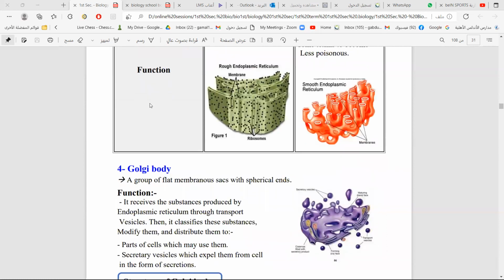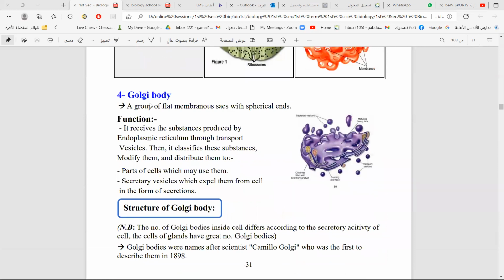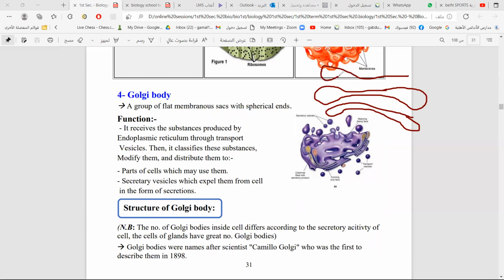Next, the Golgi body, also a membranous organelle, a group of flat membranous sacs with a spherical end. The meaning of spherical end is that it is a sac like this, flat like this, and the end is like this, a big end. This is the shape of the Golgi body with a spherical end. This is the Golgi body.